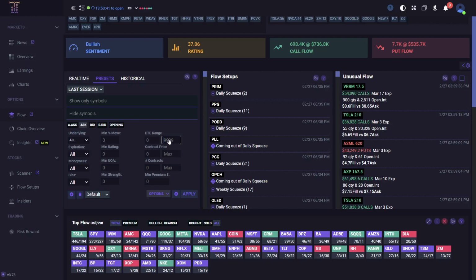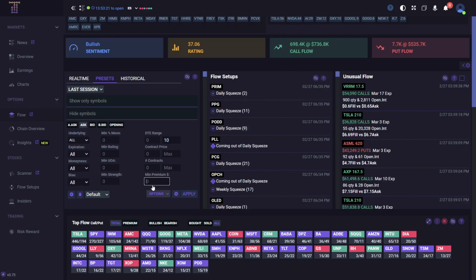Then I want to look at days to expiration. Let's see something that's under 10 days. All right, we want to see something 10 days or less. That way we can see what people are expecting to move fast, per se. You know what I mean? If it's 30, 40, even 100 days out, we're not really worried about that. We want to see people who are expecting a move to happen in a short amount of time.